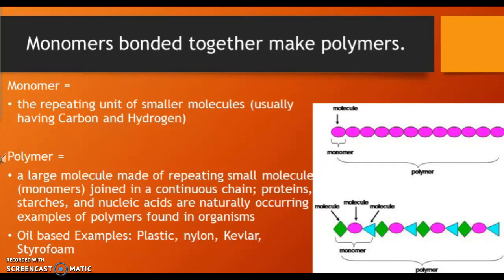Our next vocab word is a polymer. Poly meaning how many? Many. It's a large molecule made of repeating small molecules. So the repeating small molecules are your monomers, joined in a continuous chain. Proteins, starches, and nucleic acids are naturally occurring examples of polymers found in organisms. Oil-based examples: plastic, nylon, Kevlar, yep, like the bulletproof vest stuff, styrofoam.